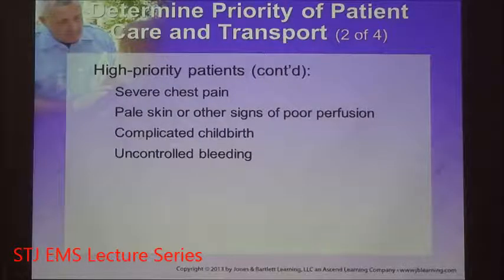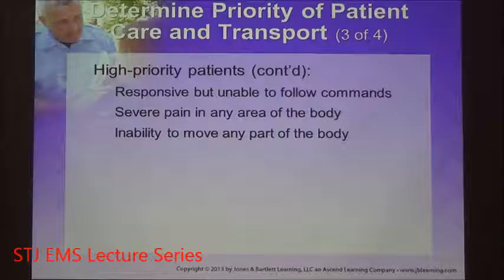High priority patients, like the one on the earlier slide, you add to it, you have patients with severe chest pain, pale skin, complicated childbirth, or uncontrolled bleeding. All of these are priorities that you need to immediately begin the transportation process.